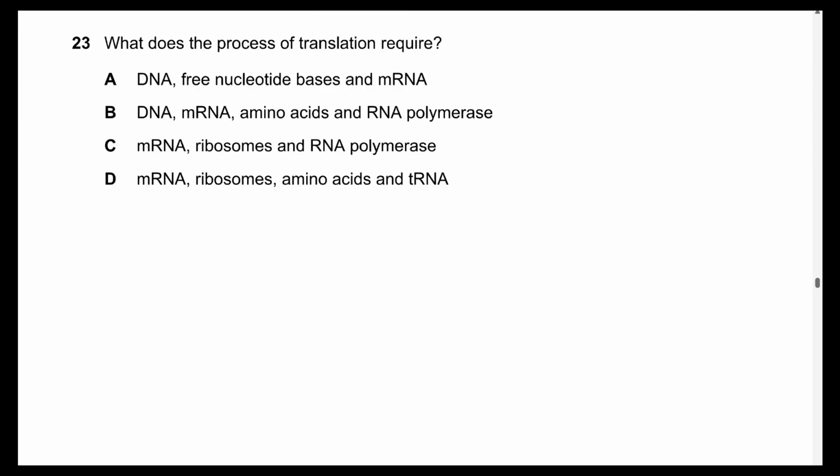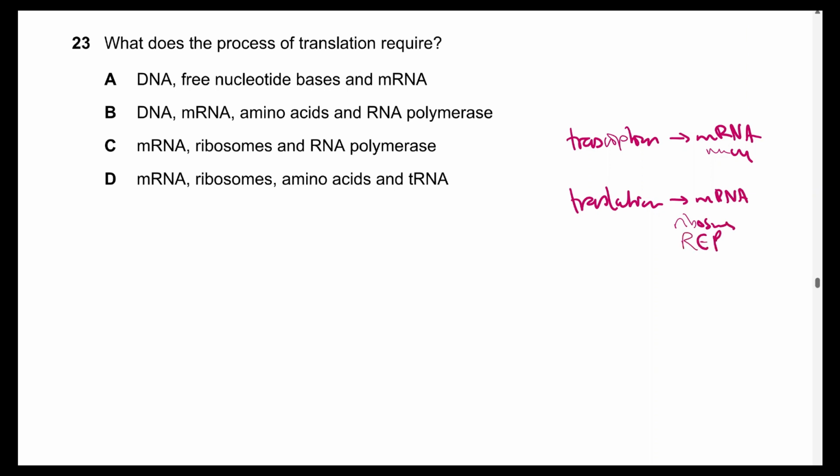Number 23, what does the process of translation require? So, protein formation by the cell happens in 2 steps. Transcription, which is the mRNA formation inside the nucleus, and then finally translation, which is the translation of the mRNA sequence on the ribosomes on the rough endoplasmic reticulum. Now, this process obviously requires the rough endoplasmic reticulum, which has ribosomes in it, and tRNA, and probably amino acids. Therefore, the answer is going to be D.